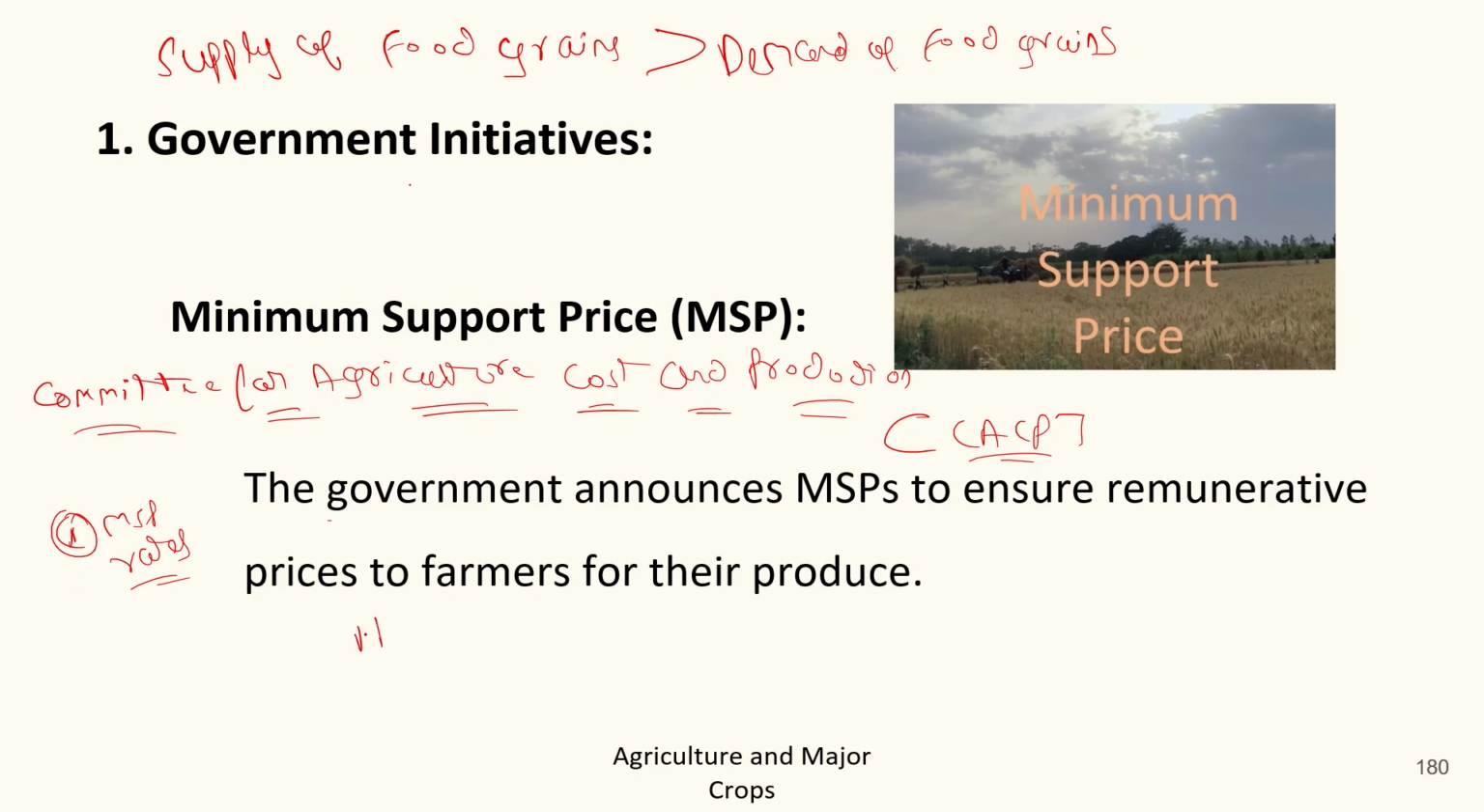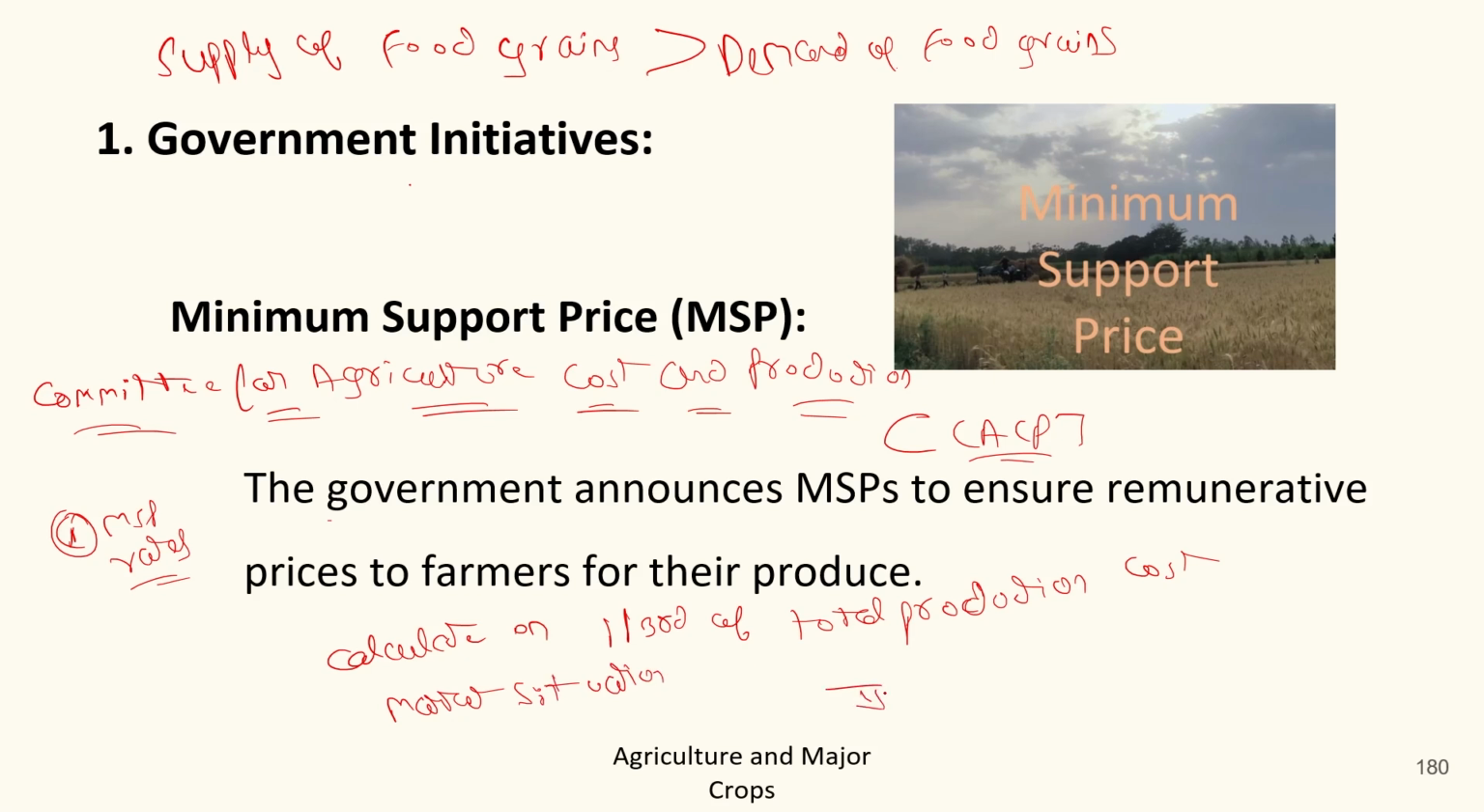MSP is basically calculated on, first, 1/3 of total production cost. Second, market situation. Third, inflation rate. And the fourth, climatic factors. So these are the factors.